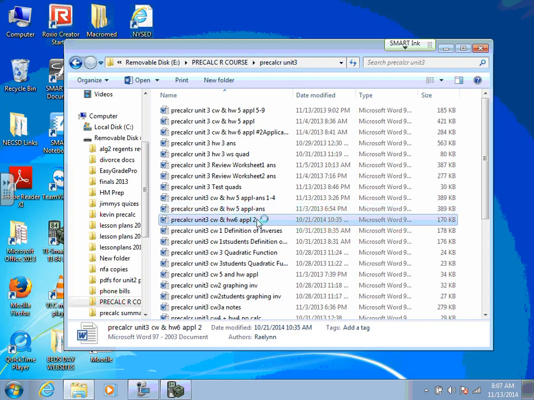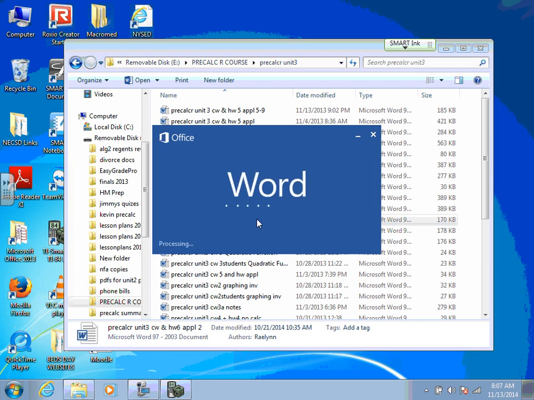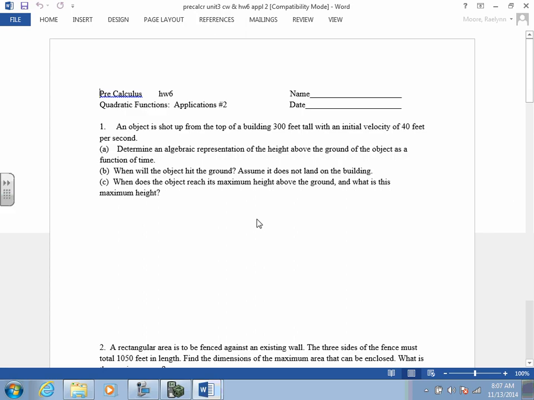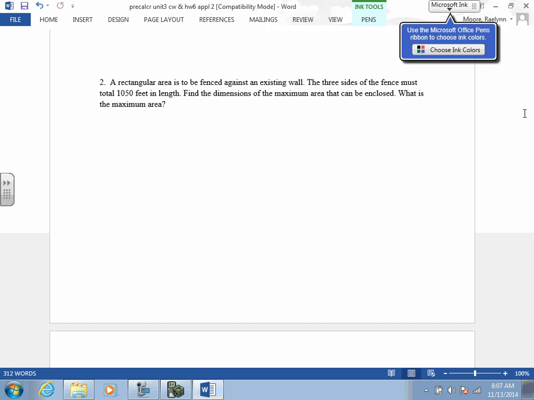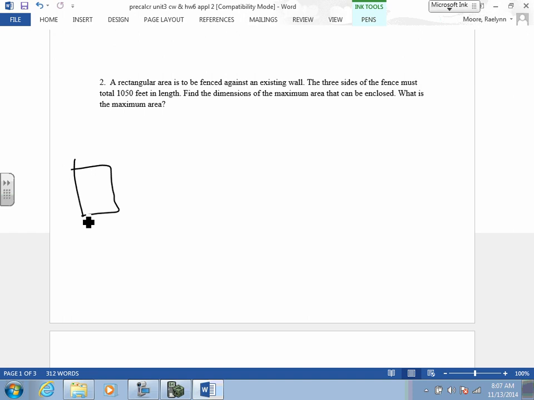Alright. So let's take a look at number 2. Start reading number 2, guys. A rectangular area is to be fenced against an existing wall. So here's my wall. Here's my rectangular area. Which one is this very similar to? The one with the river. The river? Yeah.